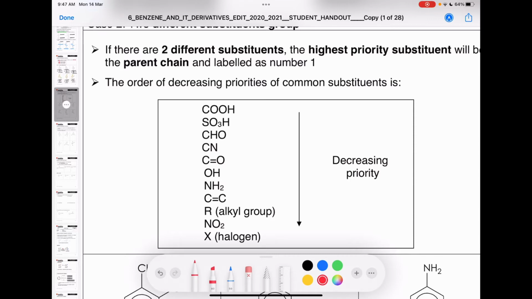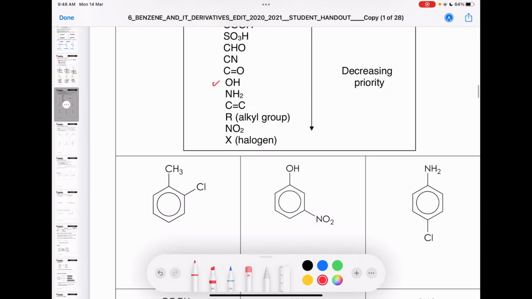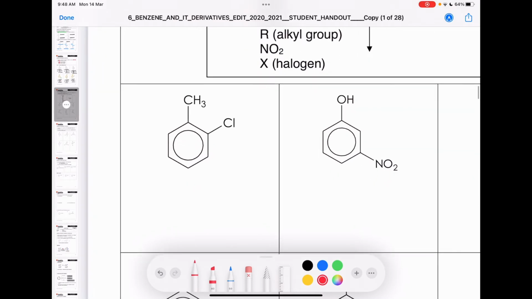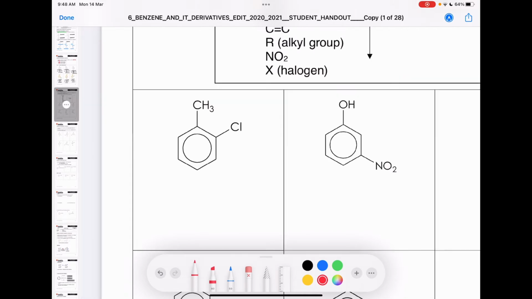Now, for example, if you have benzene with COOH and OH, if it's with OH, it will be phenol. If it's with COOH, it will be benzoic acid. And you have to choose only one. So in that case, we are going to choose this COOH to be together in the benzene ring as parent chain. Okay, so maybe how about if we look at the example? Now, so we have here CH3 and Cl. So which one will be the parent chain?